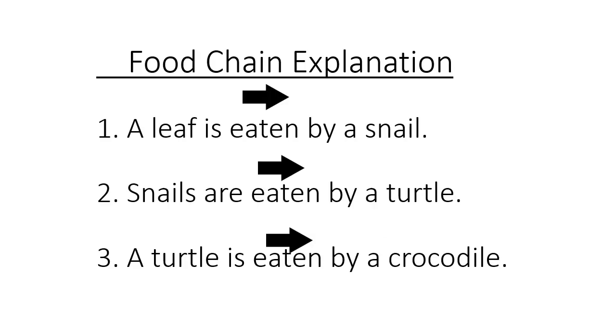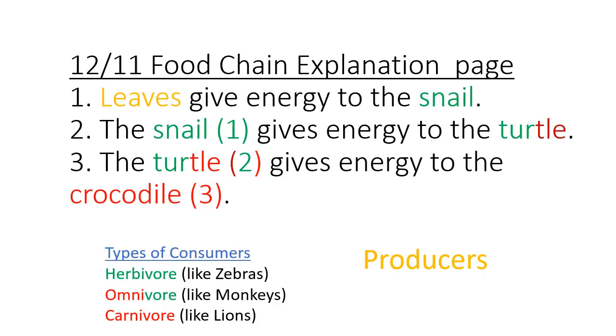So our food chain explanation, we can say a leaf is eaten by a snail. Snails are eaten by a turtle. A turtle is eaten by a crocodile. Or you can say leaves give energy to the snail. The snail gives energy to the turtle. The turtle gives energy to the crocodile.